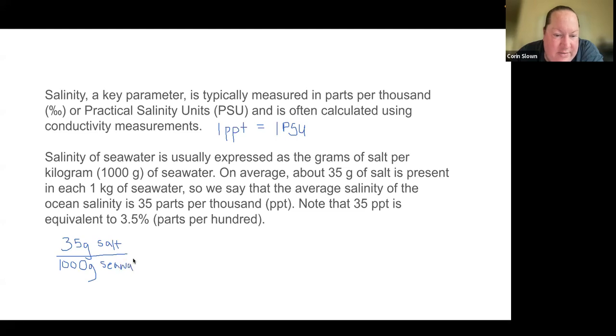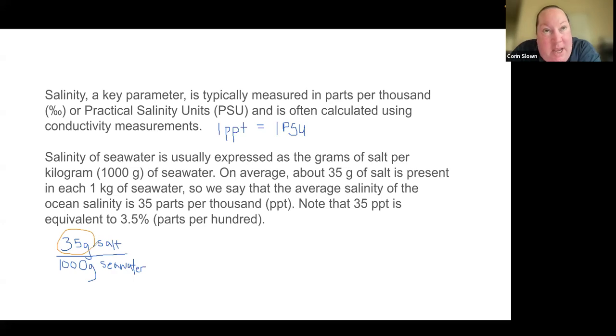And interestingly enough, when they report this, usually they multiply it by 1,000, so it's literally just this top number. That's a useful piece of information. So if you're trying to approximate it, you can often just take a look at the amount of salt, and that ends up being your parts per thousand.